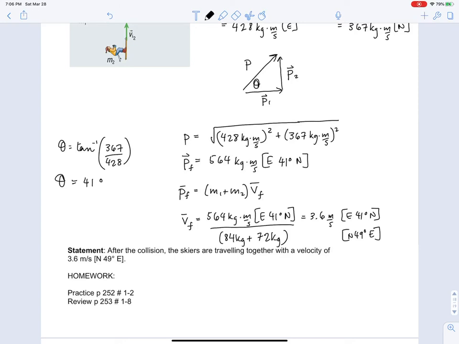So this is the last section in this unit. I've assigned practice problems on page 252 and review questions on page 253. I'd also like you to take a look at the self-quiz questions, the unit review questions, and the chapter 5 review questions as well.